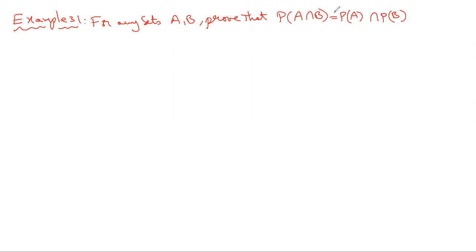In the previous example, we had some information to use and then we needed to prove two sets are equal. In this example, there is no information to use. We just need to use the general definitions of power sets and the properties of sets. For that, again, we will use two parts to prove it. So part one, to prove P of A intersection B is a subset of P of A intersection P of B.